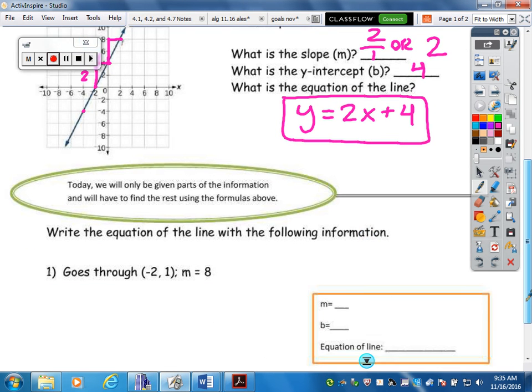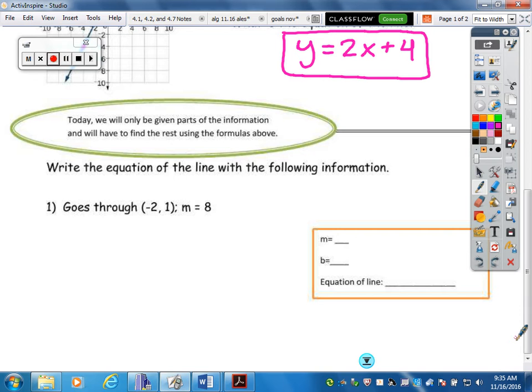Finally, we'll move on to something new using the same concepts. Today you'll only be given parts of the information and we'll have to find the rest using the formulas above. So the prompt says write the equation of the line with the following information. Just recall we're still going to be using slope-intercept form when we talk about the equation of a line. But this time the information we're given in example 1 down here is that the line goes through the point -2, 1. And the slope is 8.